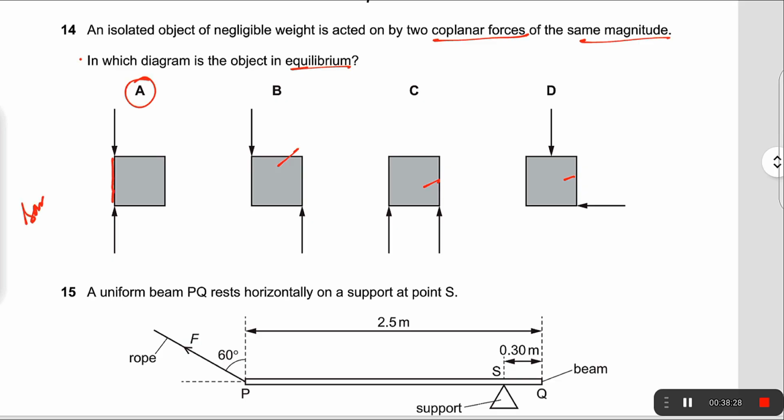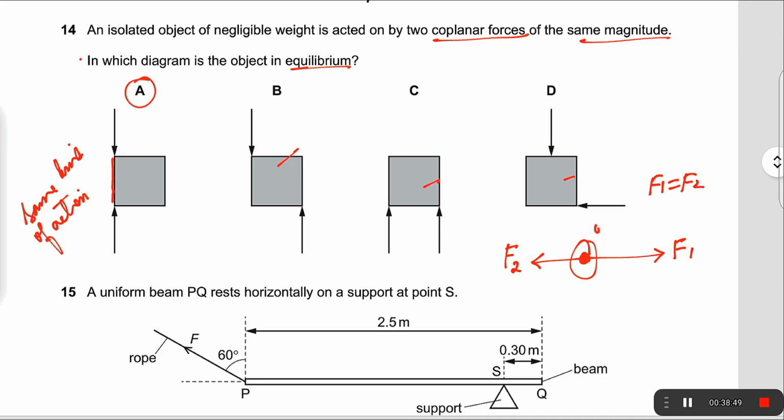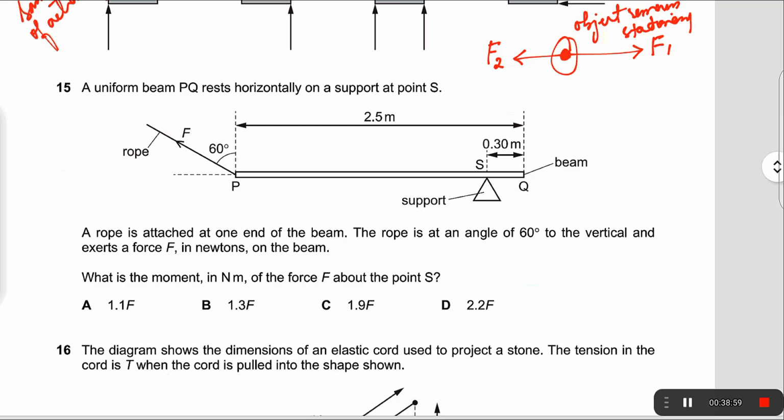Same line of action. Remember here, when there are two forces exerted on an object along the same line of action, that is F1, F2, and both are having the same magnitude, F1 is equal to F2, this object will be at rest. Object remains at rest. Remains stationary. I hope you understand it very well.